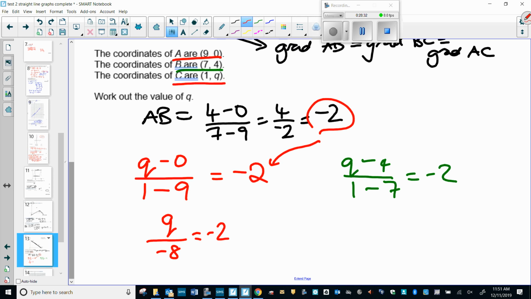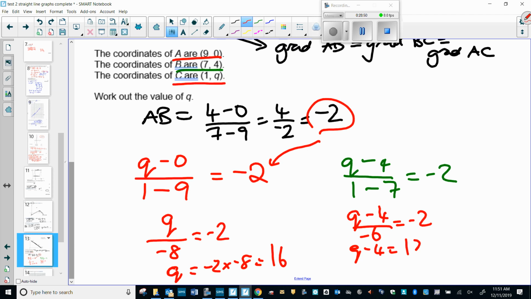If we've got Q divided by negative 8 equals negative 2, how do you get Q on its own? So you've got negative 2 multiplied by negative 8, which is positive 16. Similar thing over here, you've got Q minus 4 over negative 6. So you've got Q minus 4 equals positive 12, and then Q equals 12 plus 4, which is 16. So either way, you end up as Q being 16.